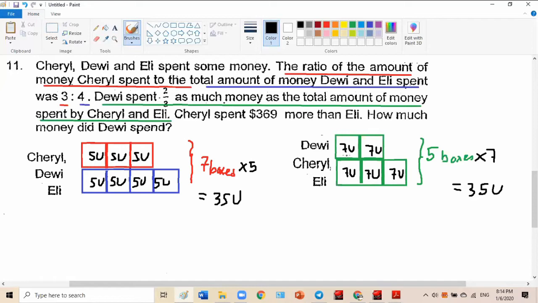What can we learn from here? Cheryl is how many units? From here, 15. We can see Cheryl is spending 15 units. Can you all see?